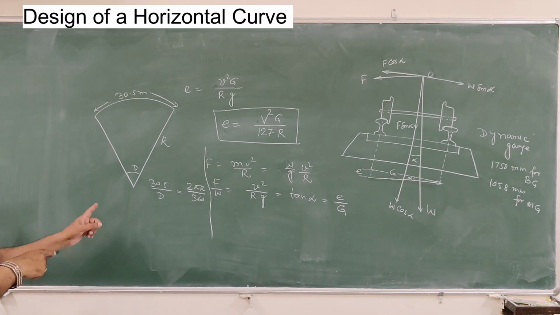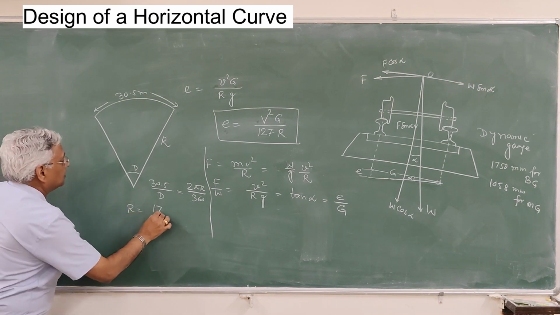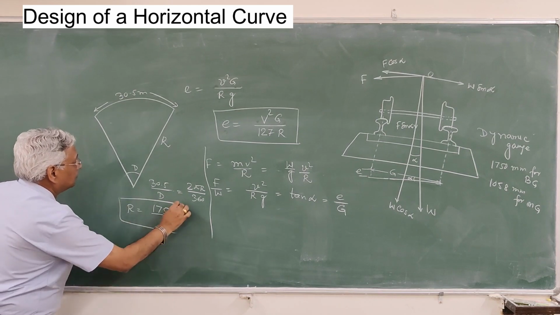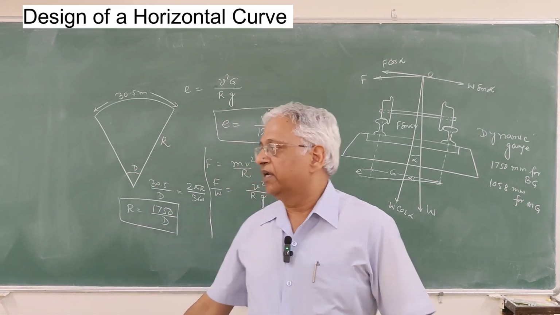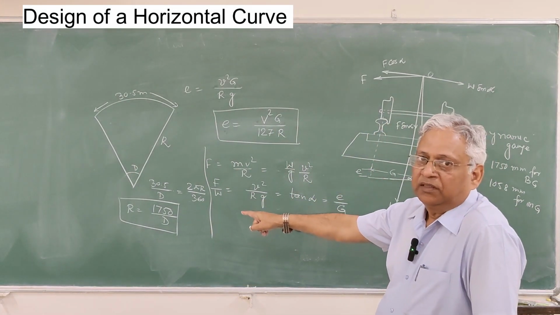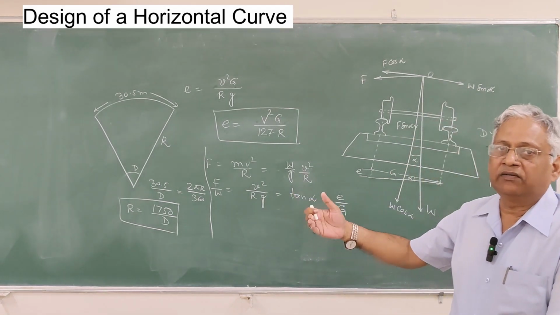You can rewrite it. So R will be 1750 upon D. That is the correlation between degree of the curve and radius of the curve. So 1 degree curve will have a radius of 1750 meter, or 2 degree curve will have a radius of 875 meter.